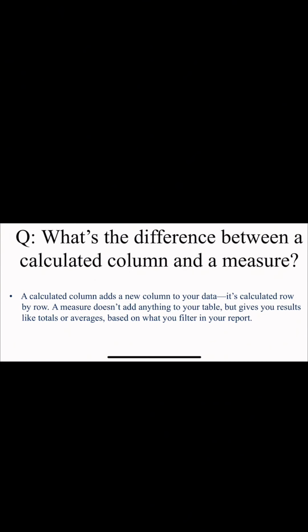What's the difference between a calculated column and a measure? A calculated column adds a new column to your data. It's calculated row by row. A measure doesn't add anything to your table, but it gives you results like totals or averages based on what you filter in your report.